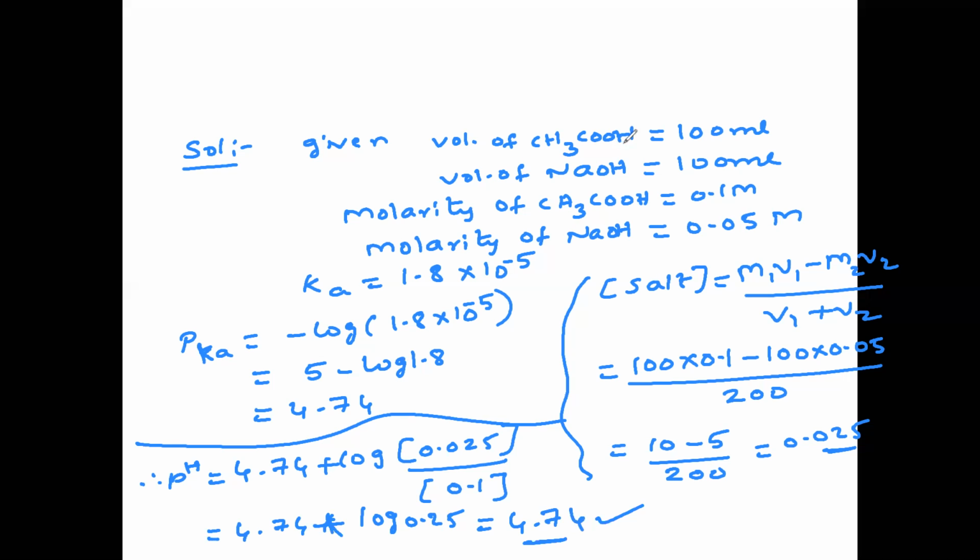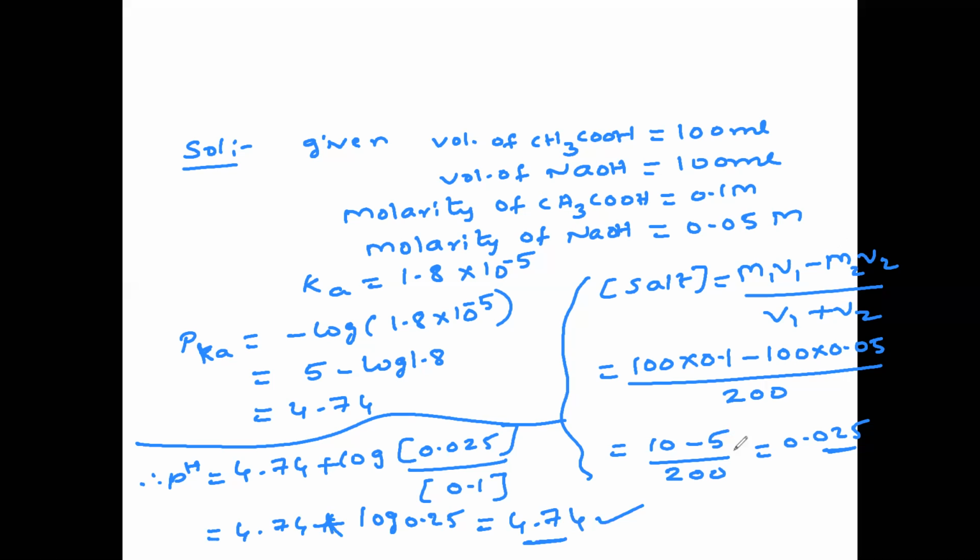They are given the volume of acetic acid. When they are given the volume of acid and base, we have to calculate the concentration of salt by using the formula (M1V1 minus M2V2) by (V1 plus V2), because it is milliequivalents of acid minus milliequivalents of base by V1 plus V2. So in this way, you can calculate. I hope it is clear.